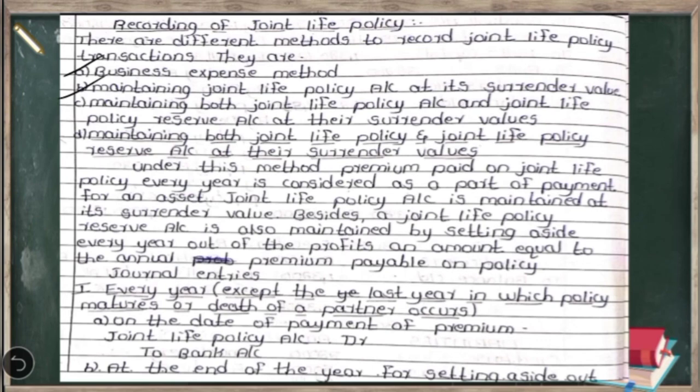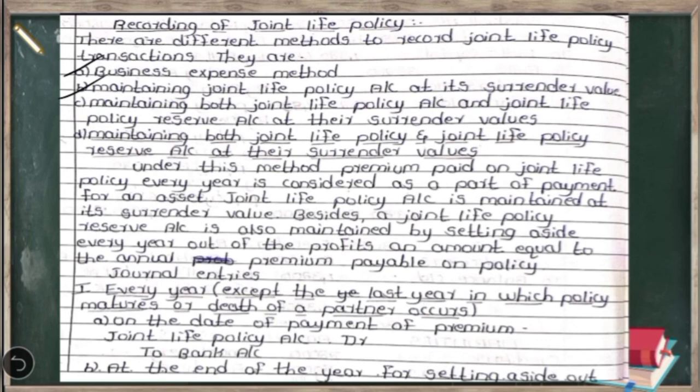Then the second method is maintaining the joint life policy account at its surrender value. Here, after they take up the life insurance policy, they will have to maintain one account, that is the joint life policy account. Whenever they pay the annual premium every year thereafter, that will be considered as a partial payment towards an asset. Then on the date of death of any one of the partners or expiry of the insurance period, the policy will mature. Whatever amount they get from the insurance company will be transferred to the joint life policy account, and the joint life policy account will be closed, and whatever final balance we get there will be transferred to the partners' capital accounts in the profit sharing ratio. So that is regarding the second method.